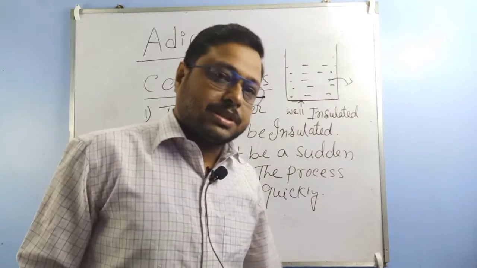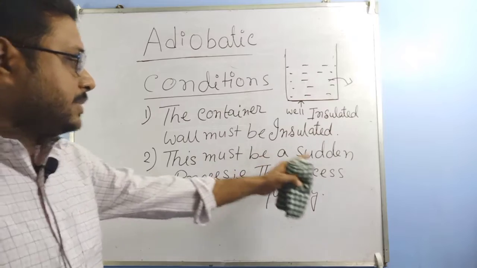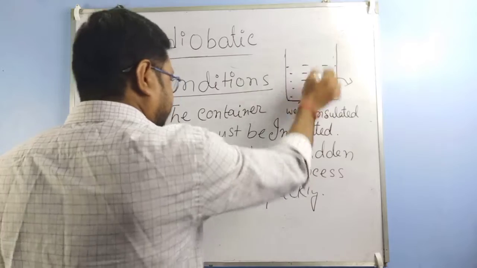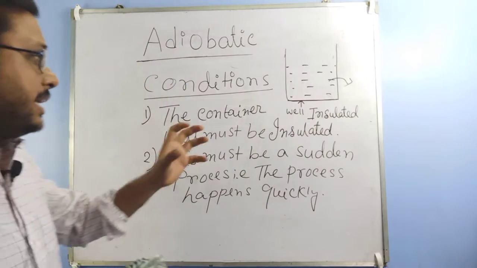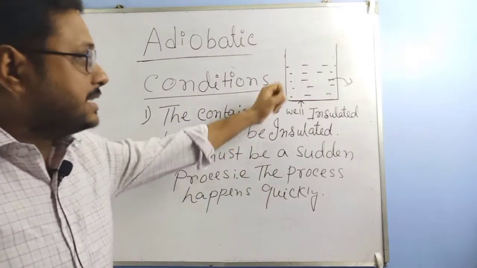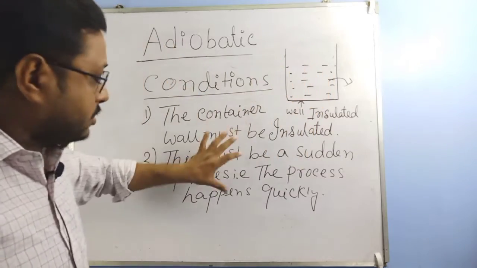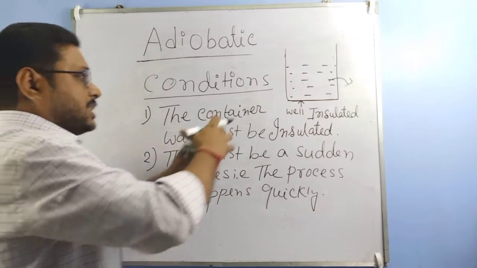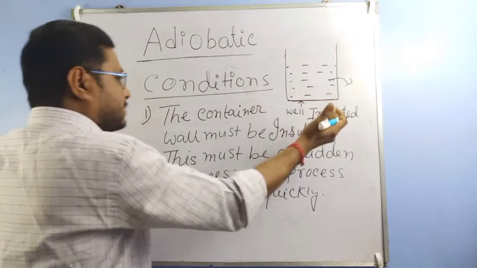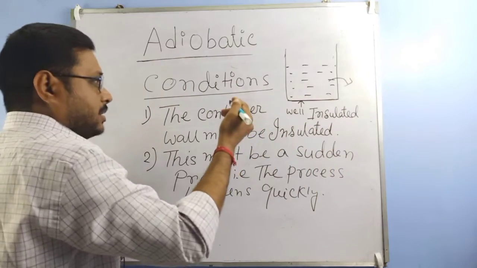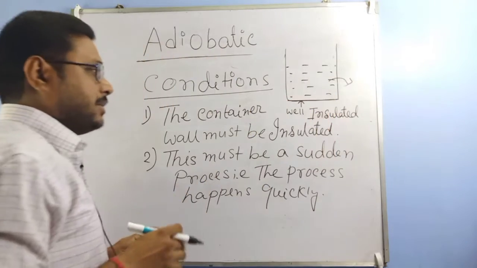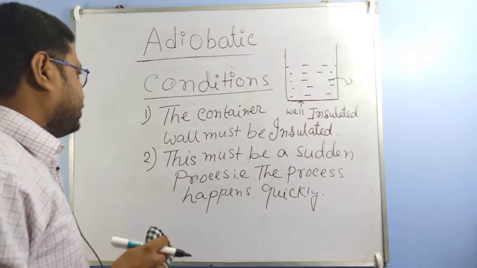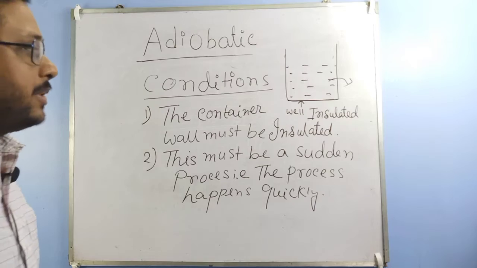This must be a sudden process. If this will be a sudden process, then the gas will not get enough time to increase its temperature, or enough time to transfer heat, because the process will happen suddenly. So there is no time for transfer of heat between the system and the surroundings. So this must be a sudden or quick process. These two are essential conditions of an adiabatic process.